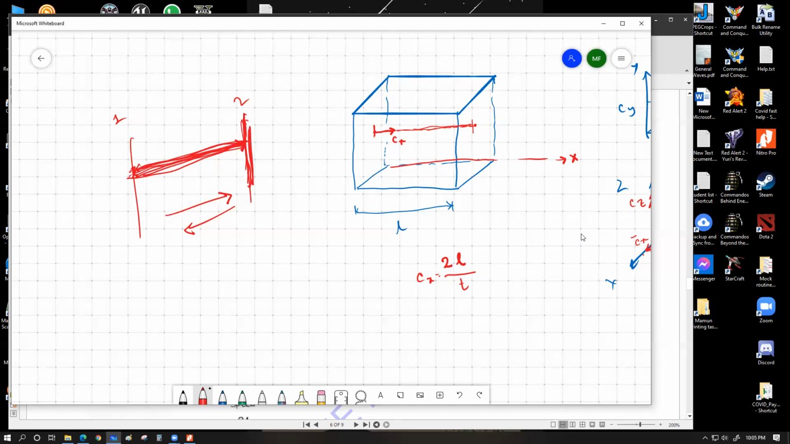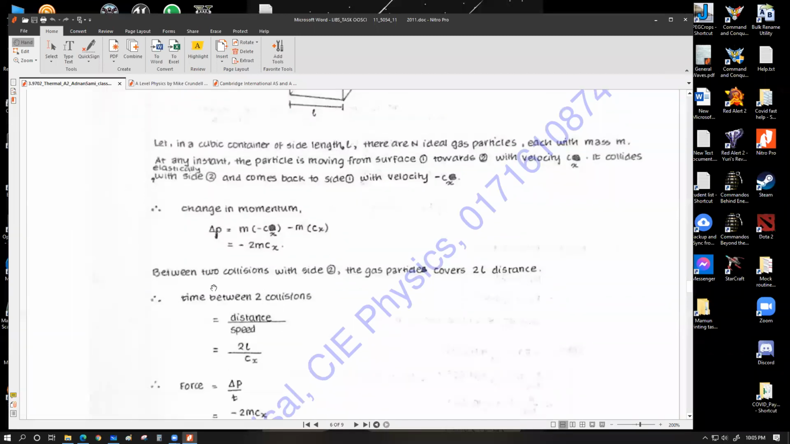For one bounce, the particle has to cover the length L twice. That's pretty much where this time information is coming from. Have a look. Between two collisions with side 2, the gas particle covers 2l distance. So the time between two collisions should be given by distance over speed, which is a very simple equation for time, and can be written as 2l divided by cx. This time expression will become useful just a little bit after.